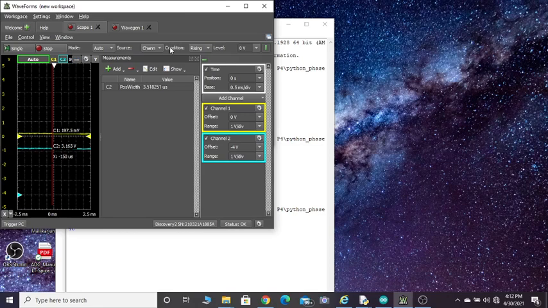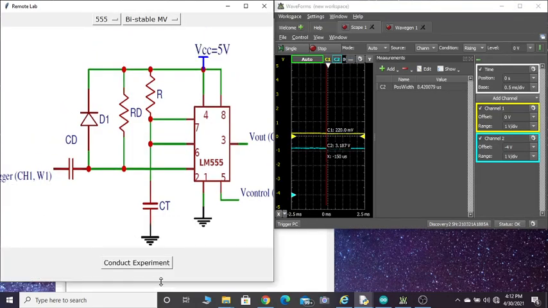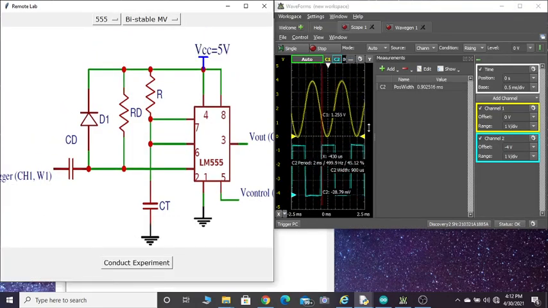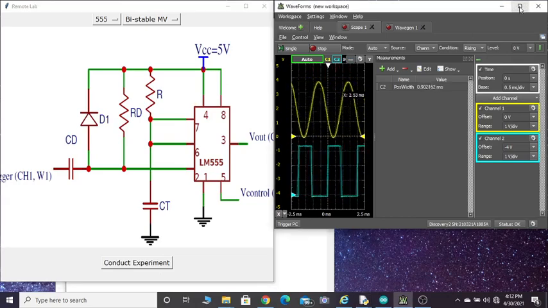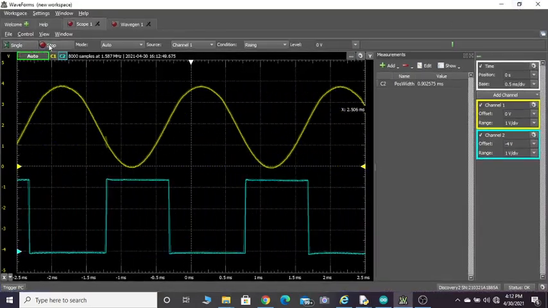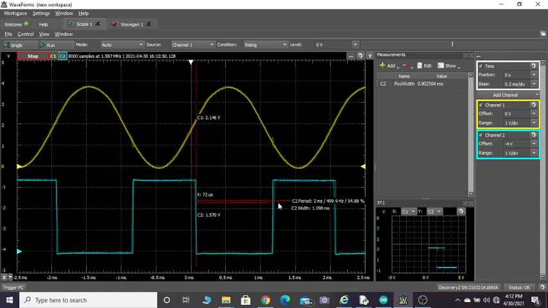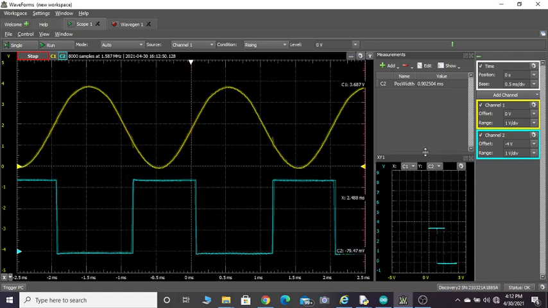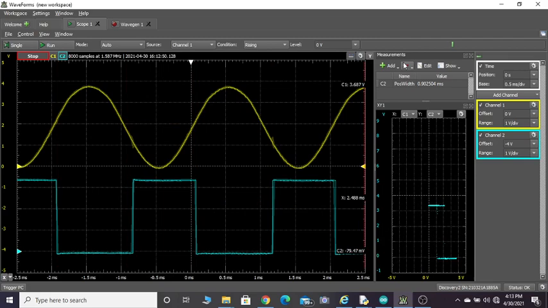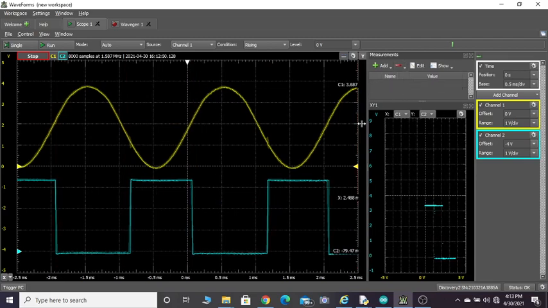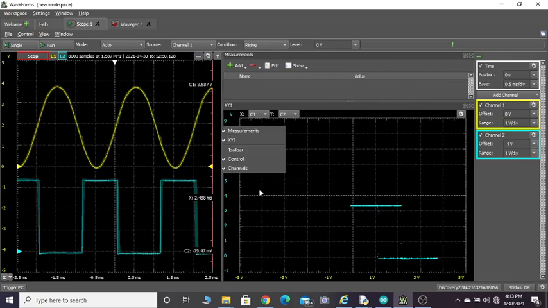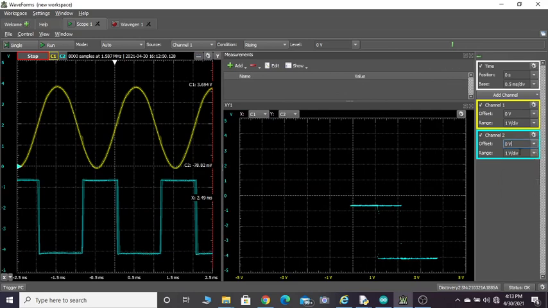Let me conduct this bistable multivibrator. When I start conducting, you can see the output waveform, input as well as output. Let me stop this. Let me also see the transfer characteristics, which is add XY. This is what you can observe here. Forget about this pulse width and all those things which are not valid for this particular experiment. Now we can see this is the thing. What you can do is make this 0 offset.